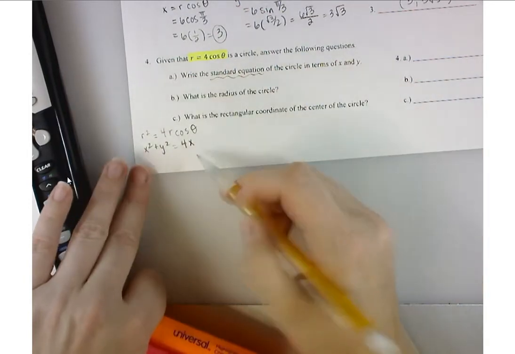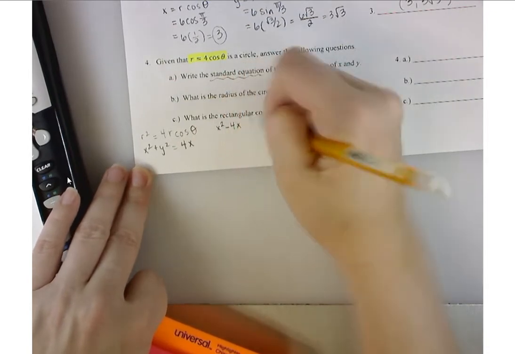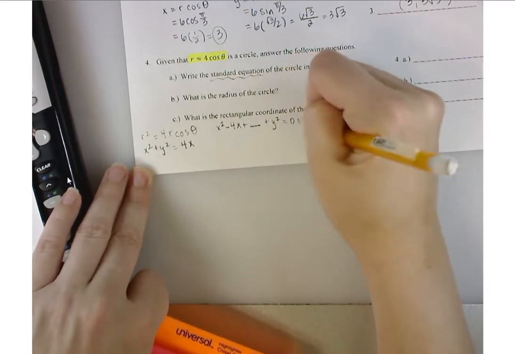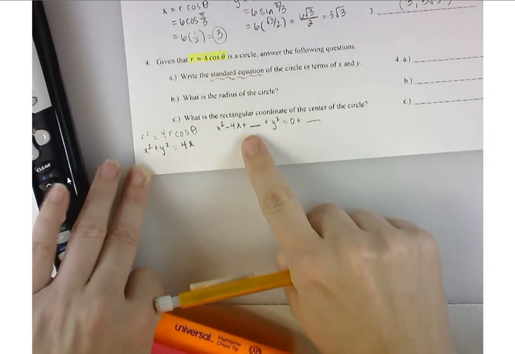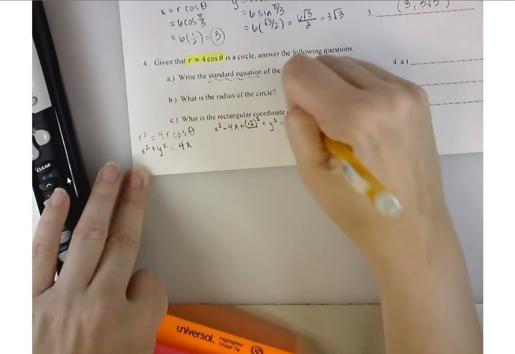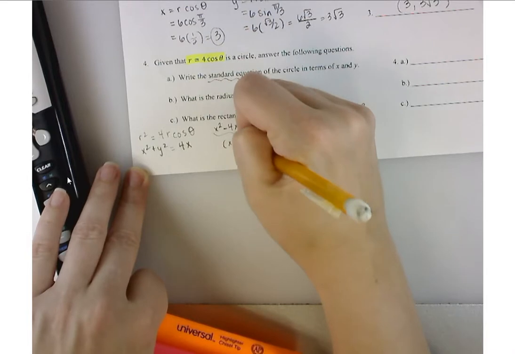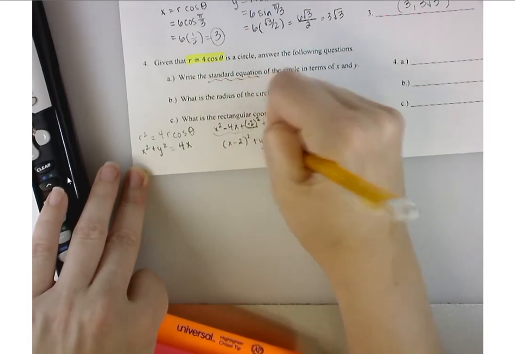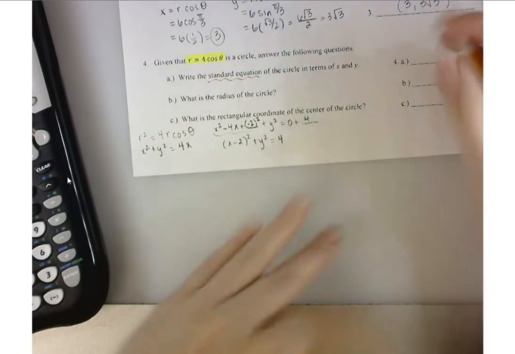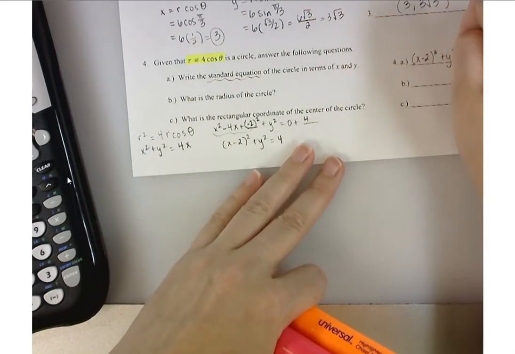And then r cosine is going to be x. So then what I want to do is move everything to one side. So it's x squared minus 4x plus blank plus y squared equals 0 plus blank. To fill in the blanks, remember you do half of b squared, so negative 2 squared, which is 4. And then I'm going to factor this part. So if I factor, I get x minus 2 squared plus y squared equals 4. Okay, so that's going to be my equation, x minus 2 squared plus y squared equals 4.